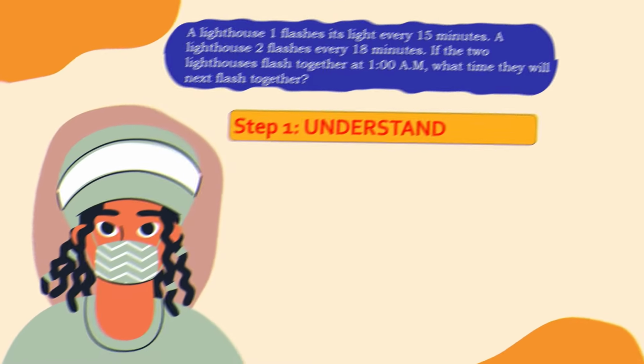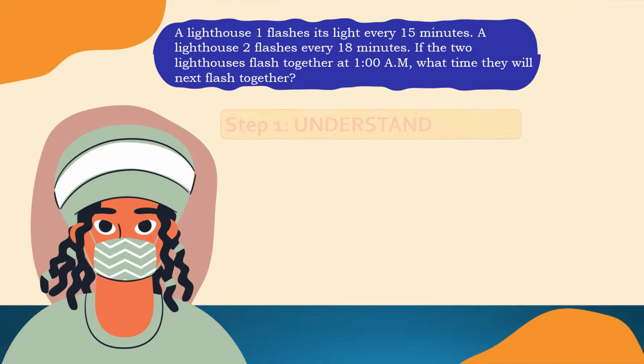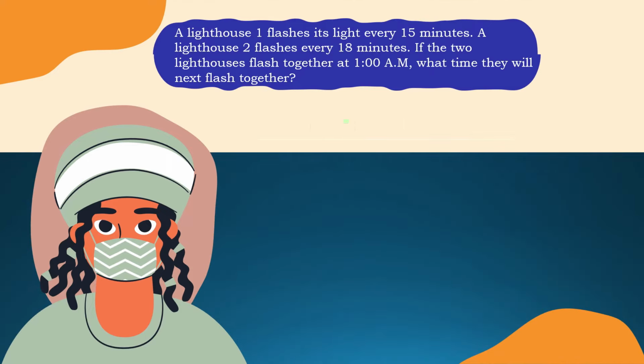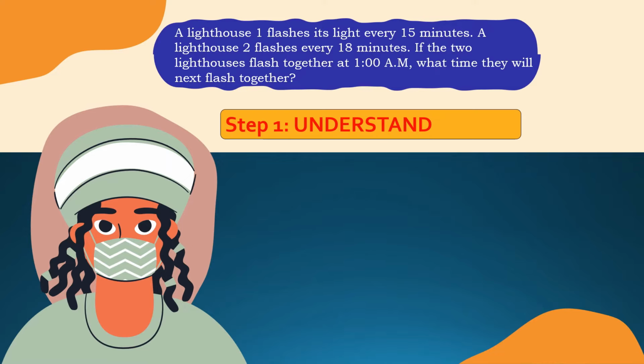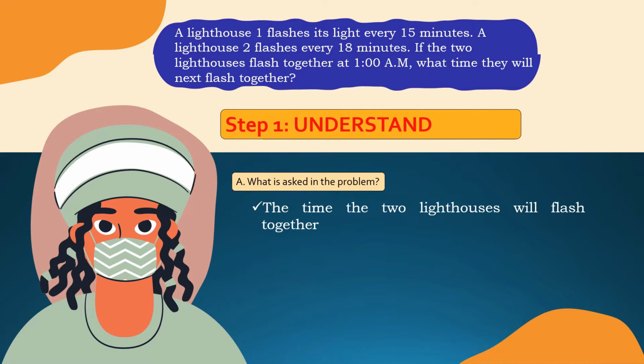A lighthouse 1 flashes its light every 15 minutes. A lighthouse 2 flashes every 18 minutes. If the two lighthouses flash together at 1 a.m., what time they will next flash together? To solve this, we must follow the steps in solving word problems. Step 1 is understand. So we have to identify what is asked in the problem. So the time the two lighthouses will flash together.